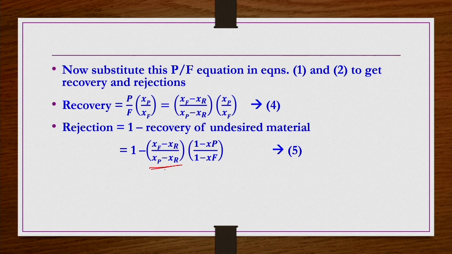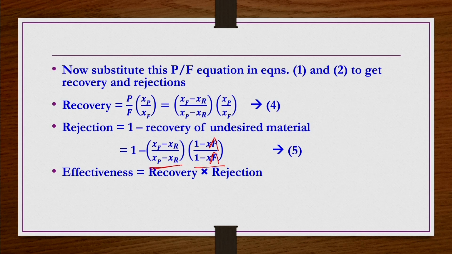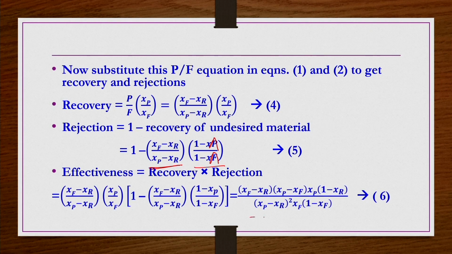So this is whatever the P by F that we get, multiplied by 1 minus XP by 1 minus XF, which are the mass fractions of the desired material in the product and in the feed. Then effectiveness would be the multiplication of these two. You will get this after simplification. So this is the second method.